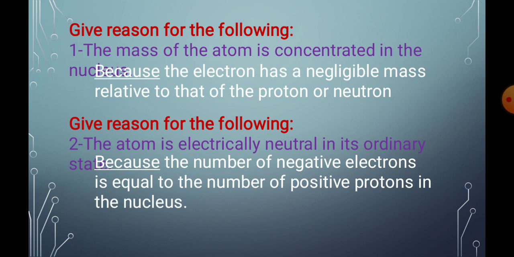Now give reason. The mass of the atom is concentrated in the nucleus, because the electron has a negligible mass relative to that of the proton or neutron. Give reason. The atom is electrically neutral in its ordinary state, because the number of negative electrons which revolve around the nucleus is equal to the number of positive protons in the nucleus.